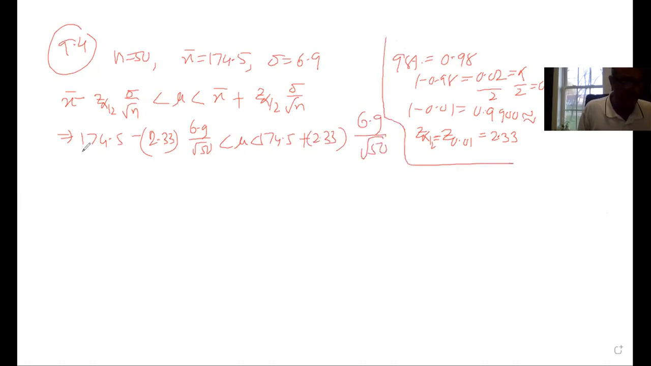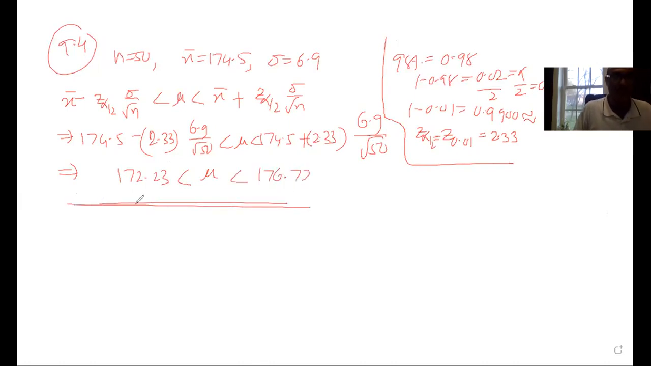If you plug in the values, or use your calculator, you're going to get 172.23 is less than mu is less than 176.77. So this is my confidence interval, and this is my part A. My part B says that my estimation error E should not exceed that one, right? So I'm not going to write equality, but I'm going to write less than, z alpha by 2 and sigma over square root of n.